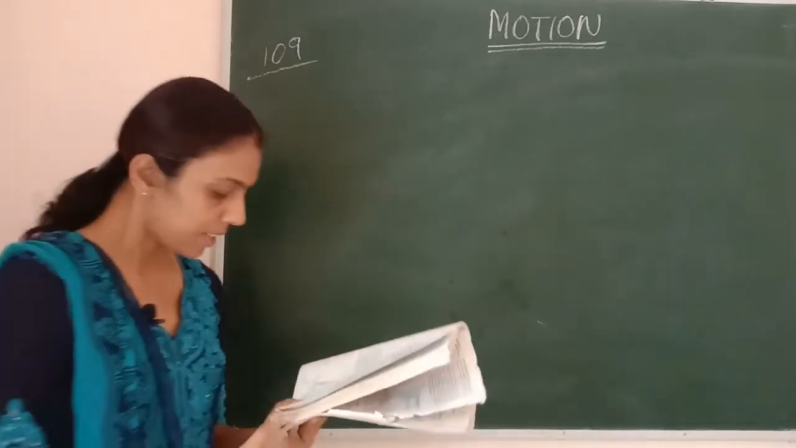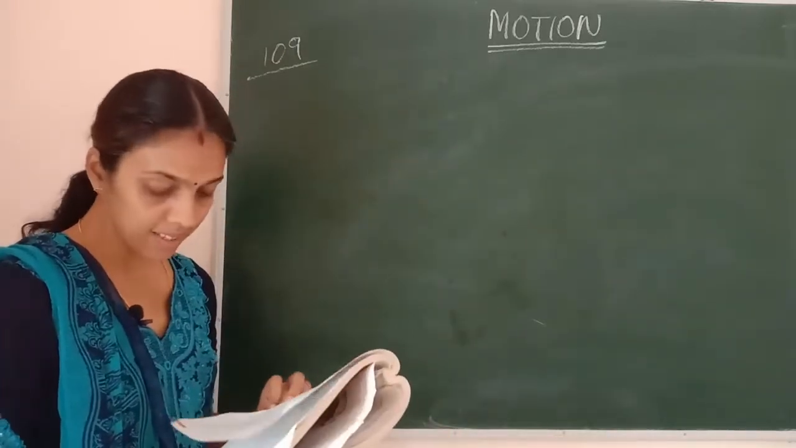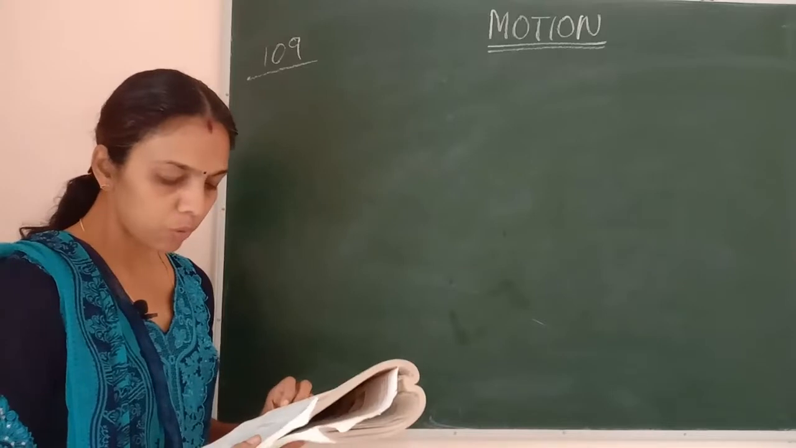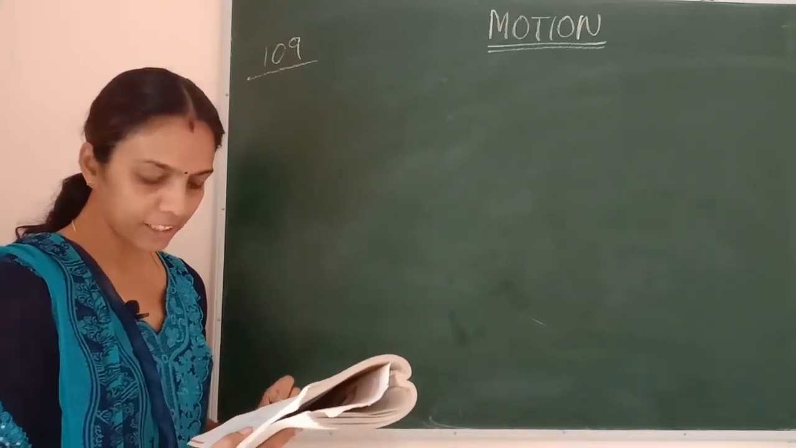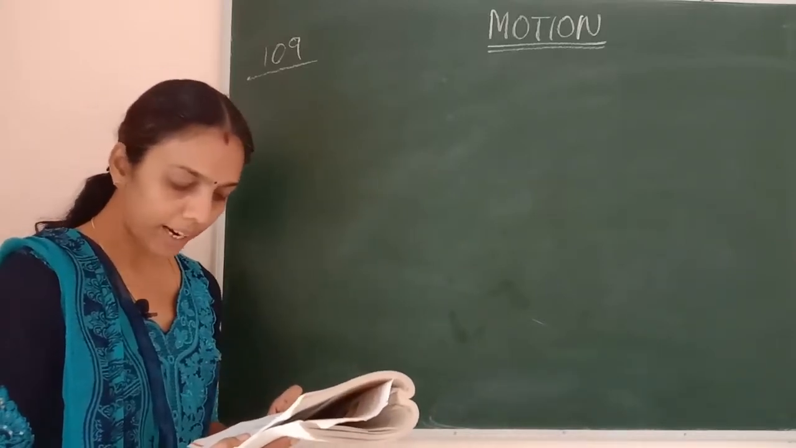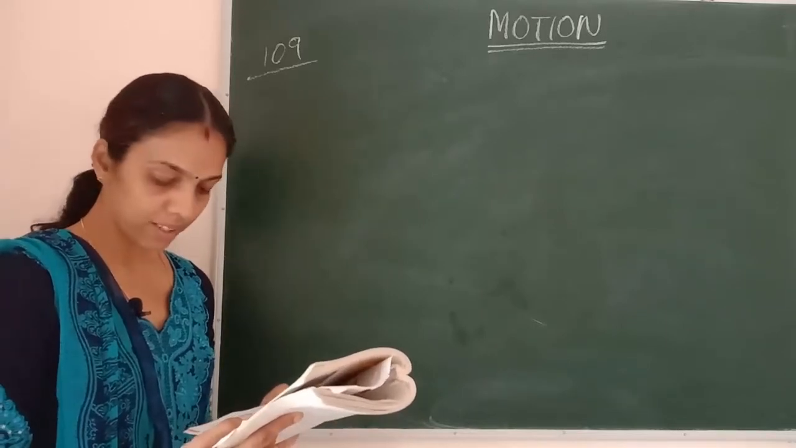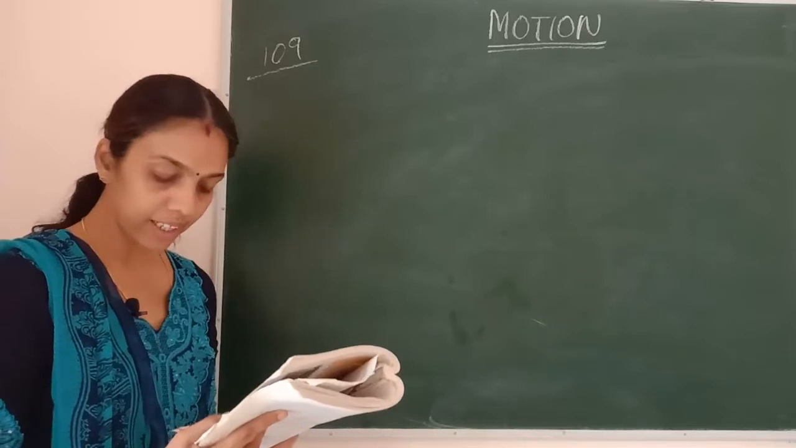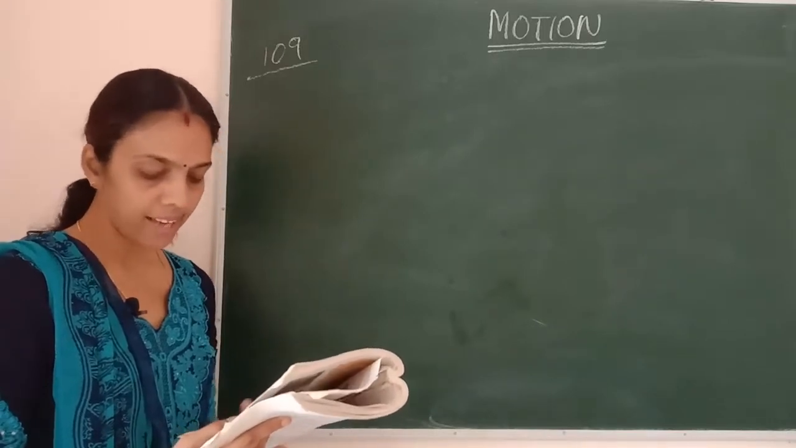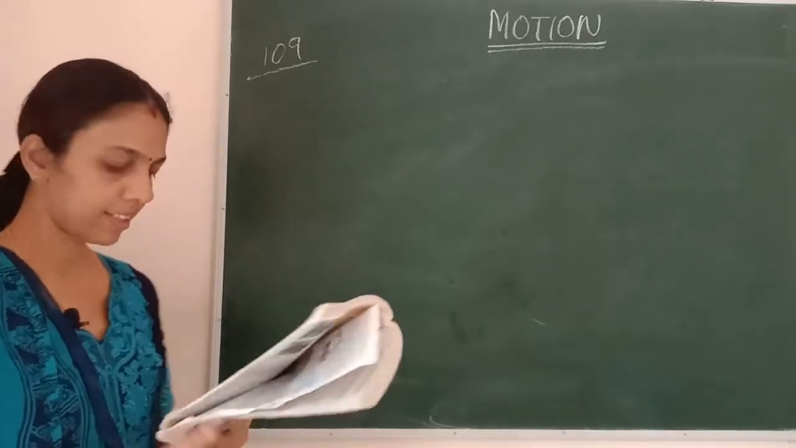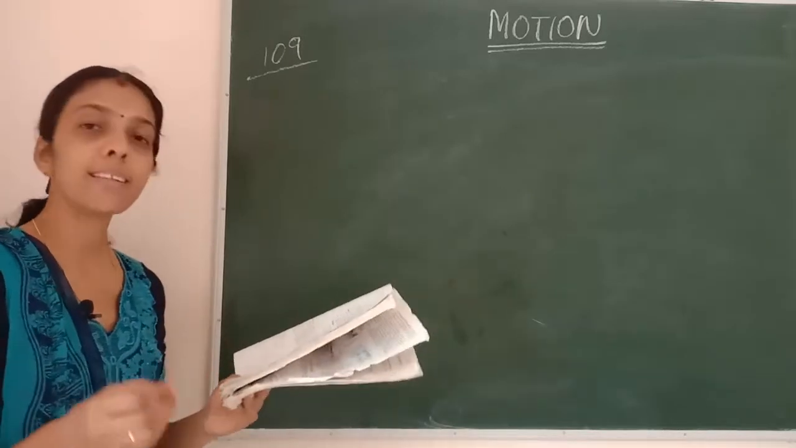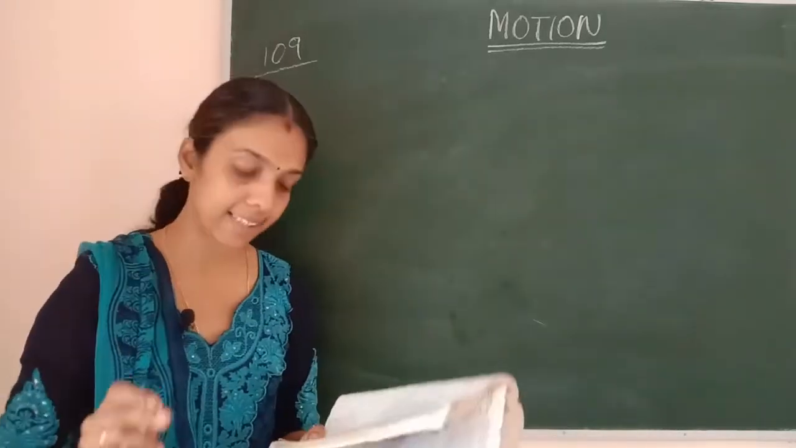First question. A bus starting from rest moves with a uniform acceleration of 0.1 meter per second square for 2 minutes. Find the speed acquired and the distance travelled. So the question, a bus starting from rest.